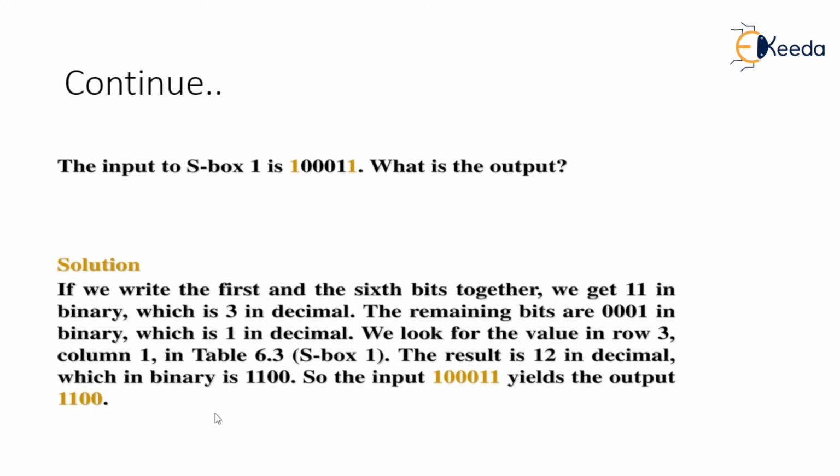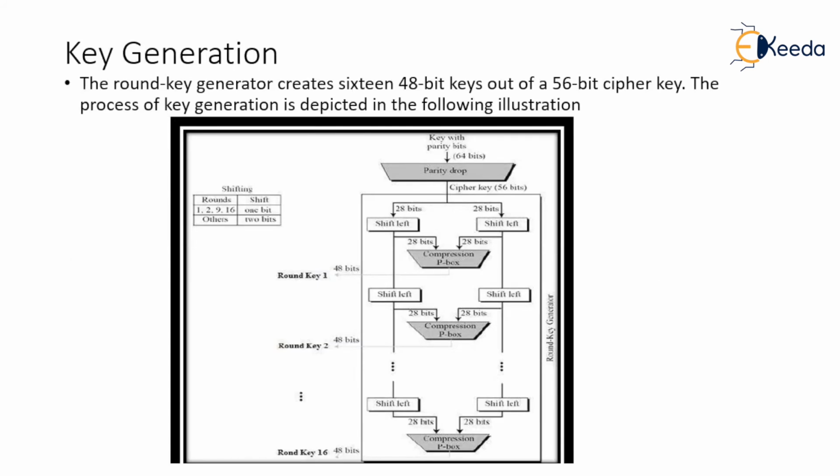In the same manner, the remaining S boxes will also give you the output in 4 bits. Now, this is the key generation figure, which tells you how the 56-bit key is converted into 48-bit. The key with the parity bits is 64-bit; when the parity bits are dropped, you get the 56-bit key, also called the cipher key.